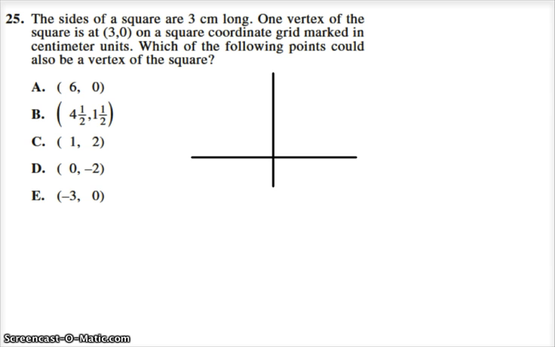So if we think about what a square looks like, we know that a square has the same length of sides, and we know as a result the distance between each of those sides should be the same. So the sides of this square are 3 centimeters long, so that means I have a distance of 3 centimeters here, 3 centimeters there, 3 centimeters, and 3 centimeters. So if I'm thinking of the distance and I'm thinking of a coordinate plane, we want to consider the distance formula.